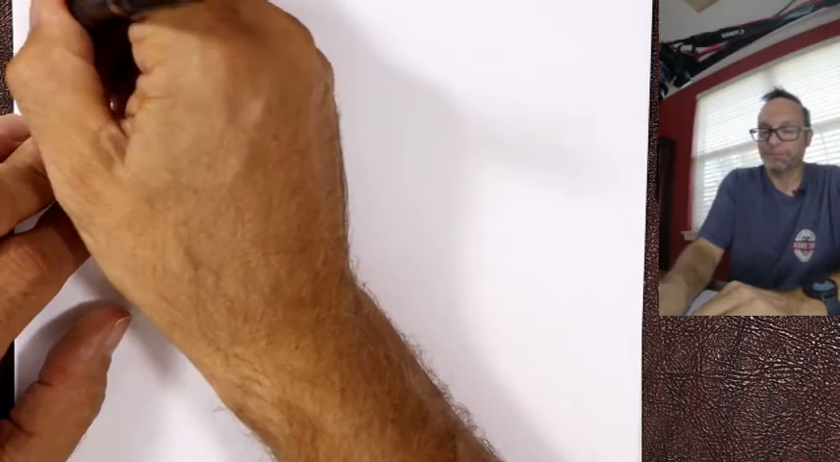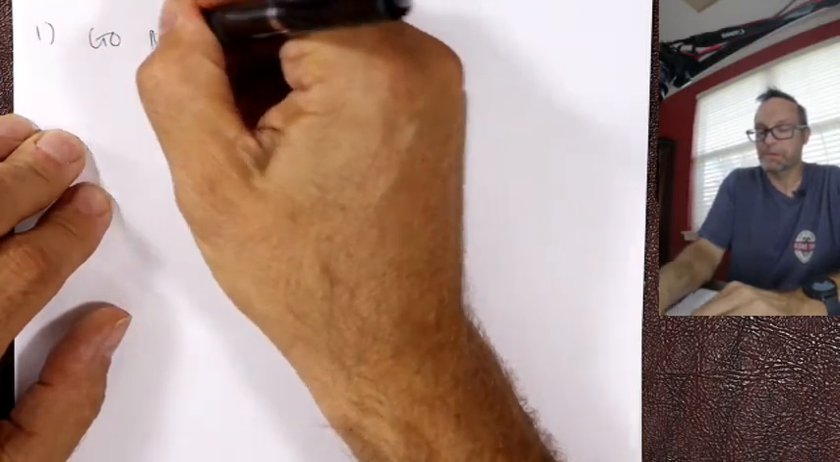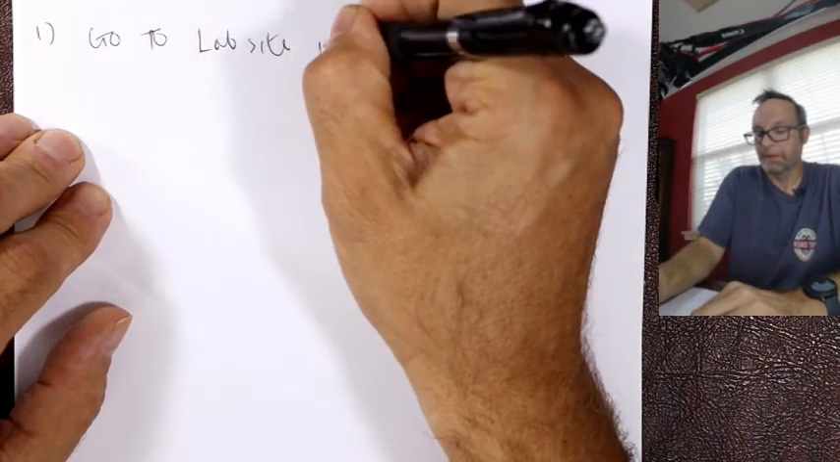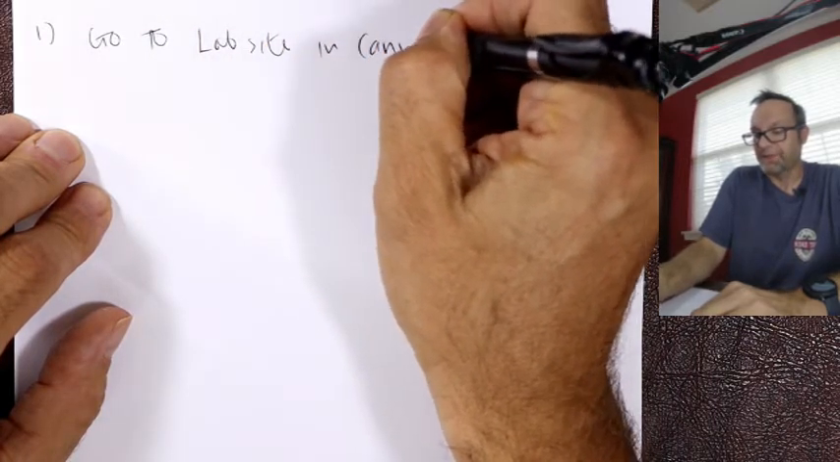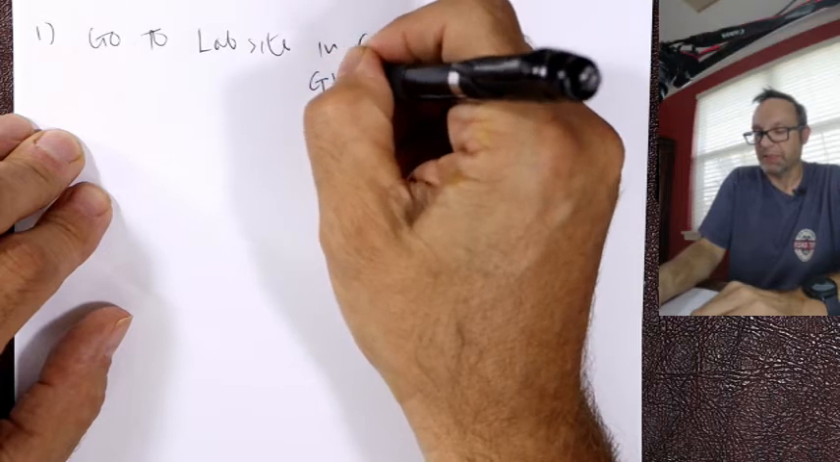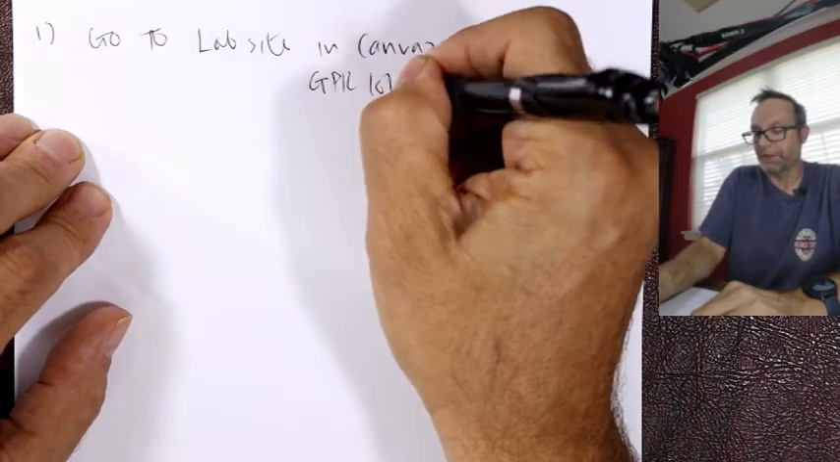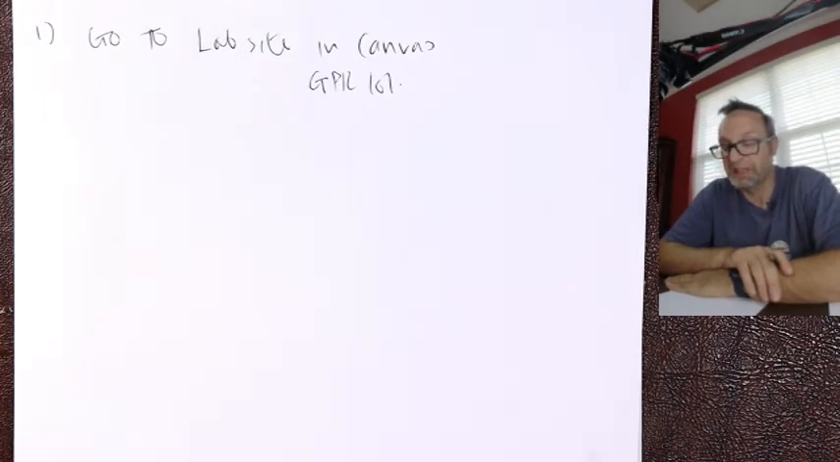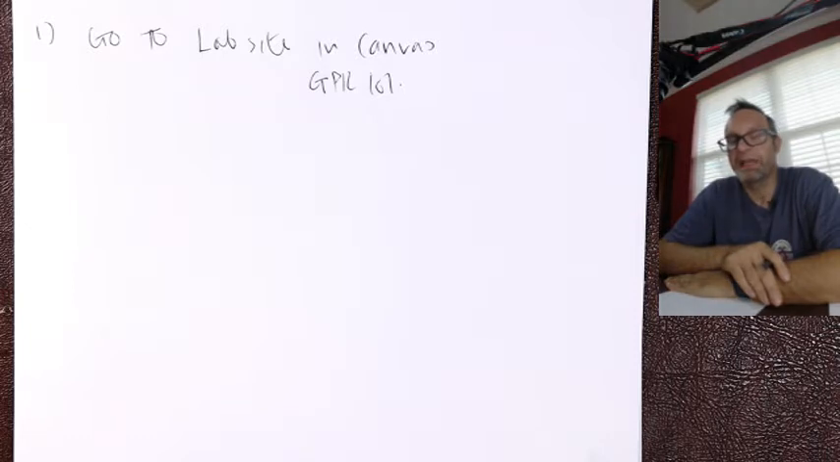Number 1, go to the lab site in Canvas. I think it's GRP 101, group 101. Now you've probably already done that because you already did the safety video, right? Actually no, you didn't. I gave you that video, didn't I?